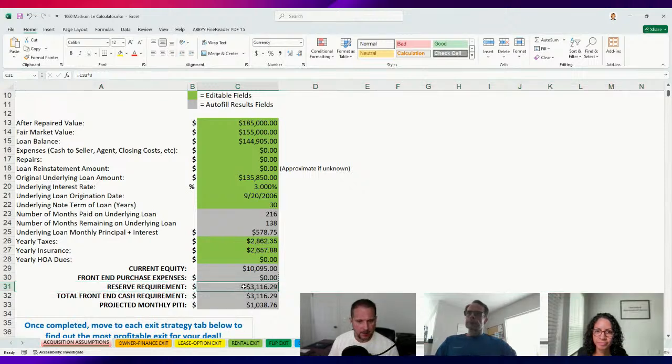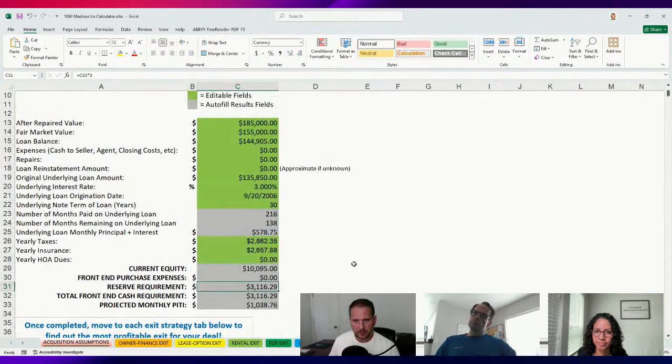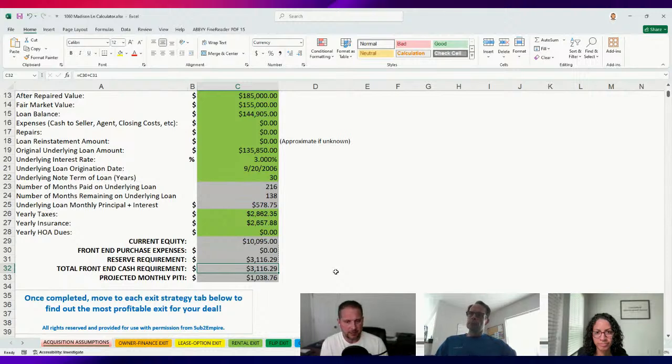All right. So our total front end cash requirement on this, although I didn't note it in here. If you look on line 17, repairs, we did make some repairs to this property. I just don't know what that exact number is. But if we made 0 repairs, 0 expenses to anyone else, our total front end cash requirement would have been a little over $3,000.